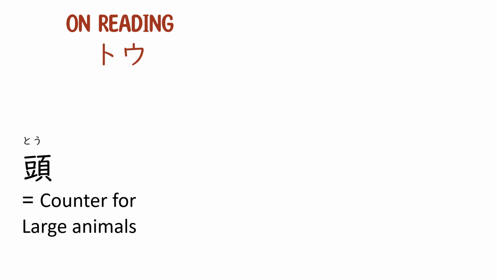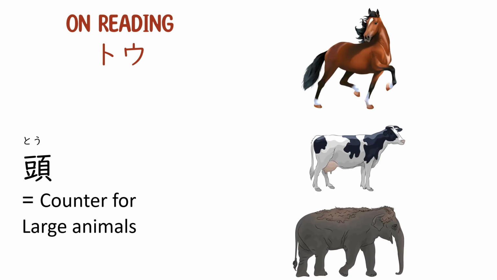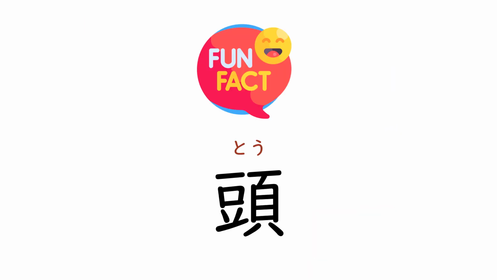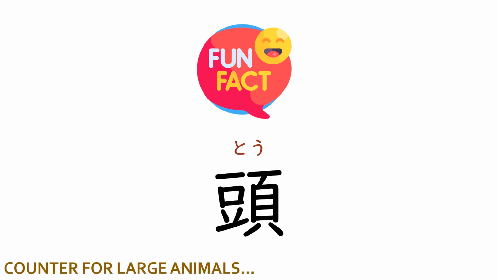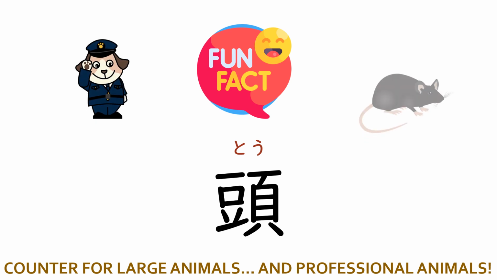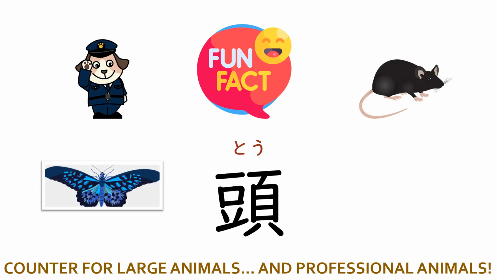There are two main on readings. The first one is to, which is a counter for large animals. This includes horses, cows, and elephants. Fun fact, as we mentioned, this kanji is used as a counter for large animals and also for professional animals. That is, even if the animal is small, animals like a police dog, lab rats, insects in a museum, pigs for consumption, all of them are counted with this kanji.